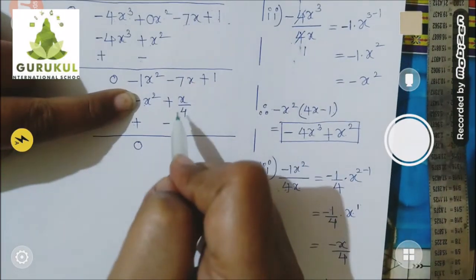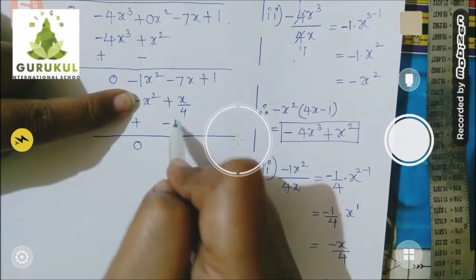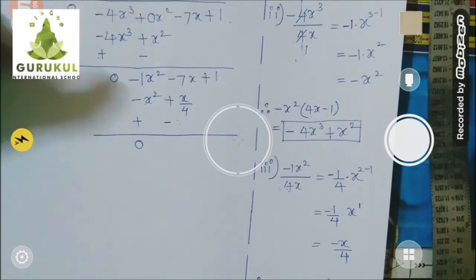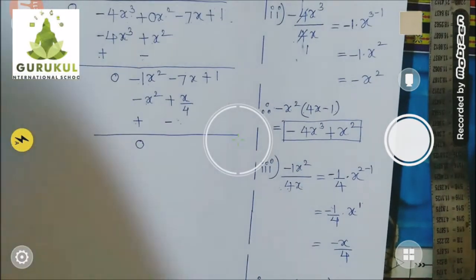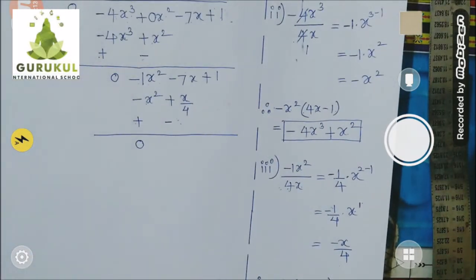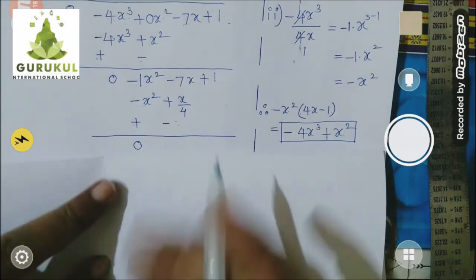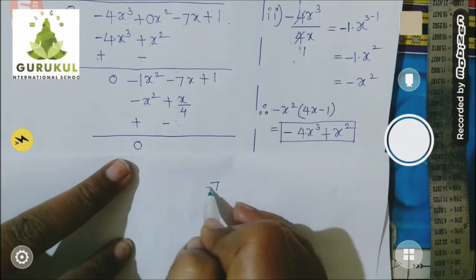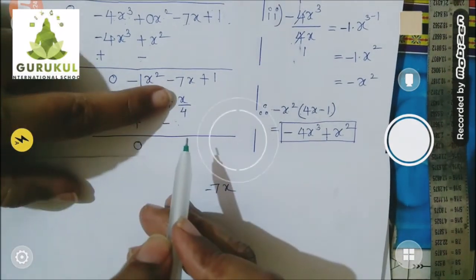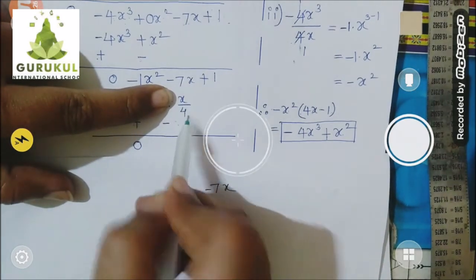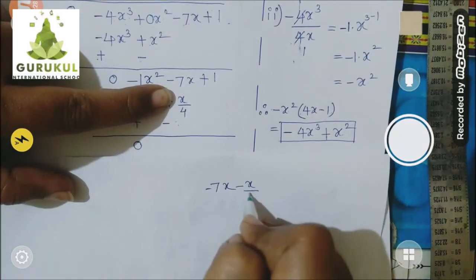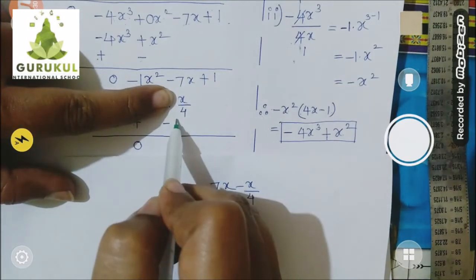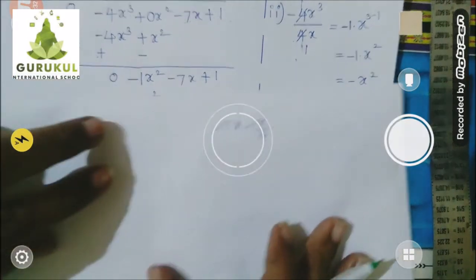Okay. Now this subtraction. Children, how would you do this subtraction? I will show you on the rough page because it is a little difficult. See. We have to subtract this minus 7x and forget the original sign. So minus x upon 4. This I am going to solve. Okay. How to solve on the rough page?